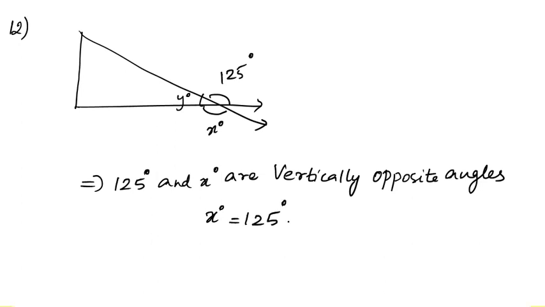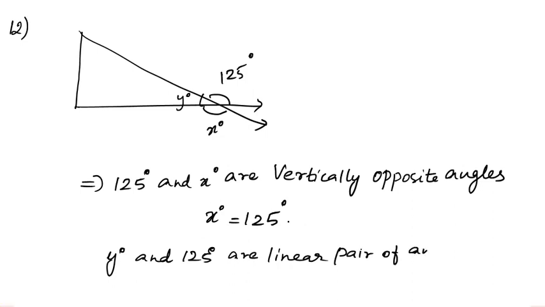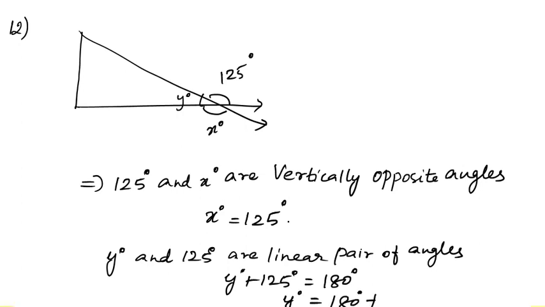And angle y degree and 125 degree are linear pairs of angle. So for linear pair, we have their sum to be 180 degree. So y degree plus 125 degree is equal to 180 degree. So from here, y degree value is 180 degree minus 125 degree. So when you subtract, you will get 55 degree. So we get x degree is equal to 125 degree and y degree is equal to 55 degree.